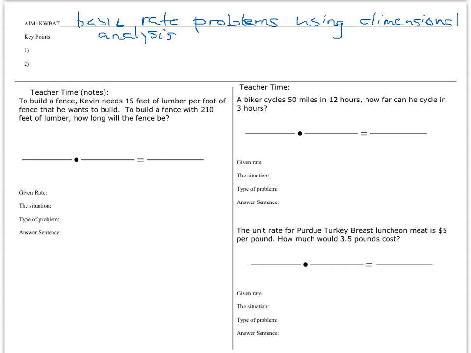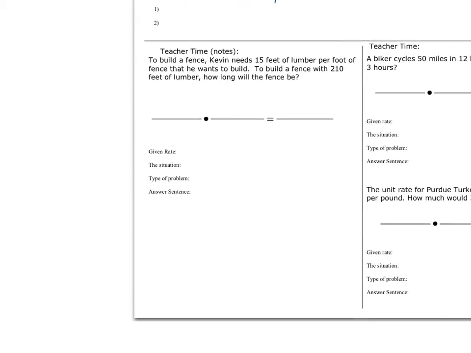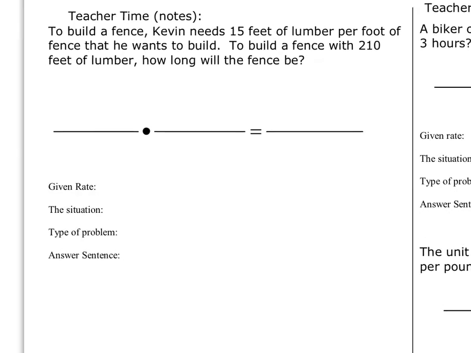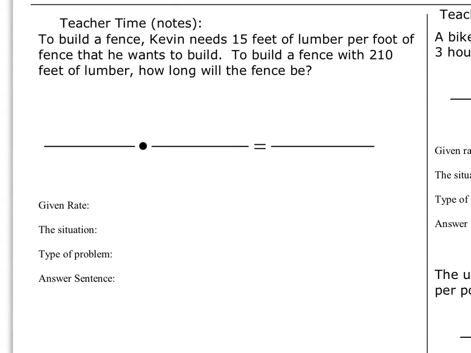We're going to start to see some more complicated things as we move through this unit and see more complicated types of rate problems. Today we're just going to work with basic rate problems. Remember what I said during Do Now? A basic rate problem is something that has just one given rate and one situation. Okay? So in this question it says, to build a fence, Kevin needs 15 feet of lumber per foot.